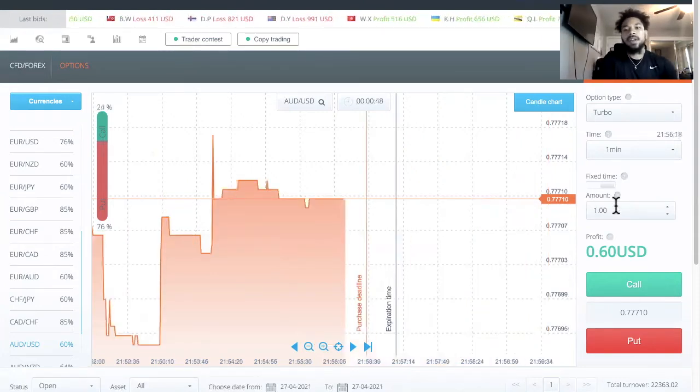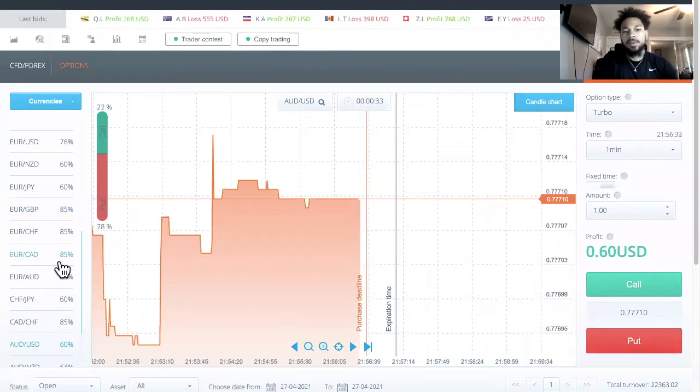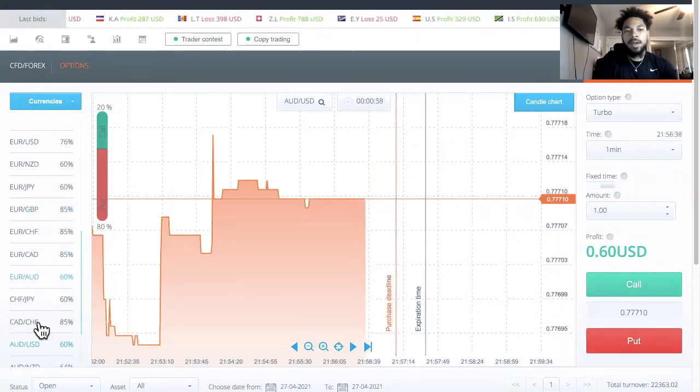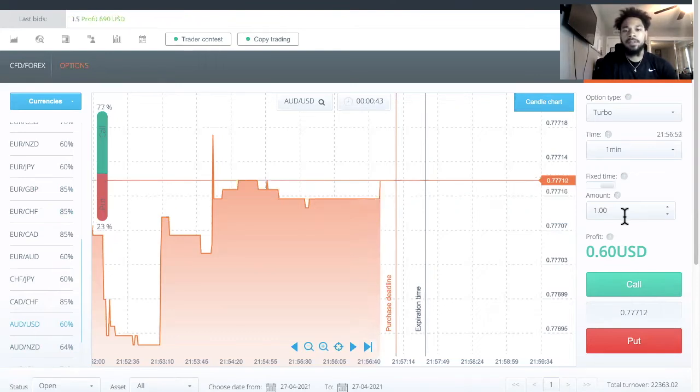In this amount section right here, you get to choose how much you wanna risk per trade. Right here, I have $1 selected, and then below that will pop up how much you're going to profit if you do win this trade. And depending on what percentage is over here on the currency pair that you selected, that's how much you're gonna profit. For example, I am on AUD USD, which is the Australian dollar against the US dollar, and it has 60% next to it, which means if I win the trade, I'm going to get paid out 60% of whatever I risk.